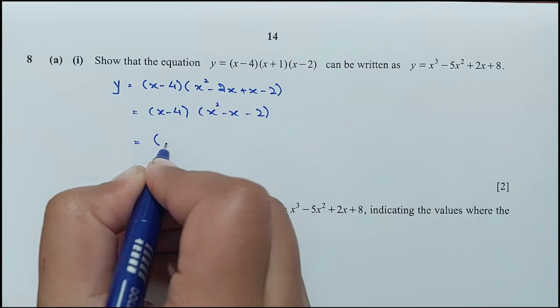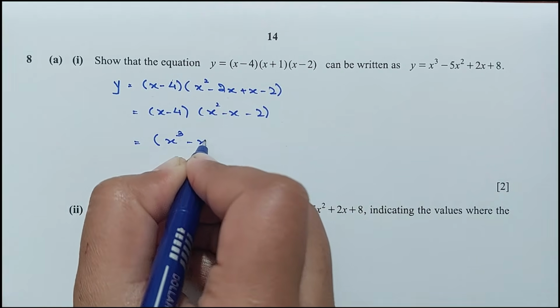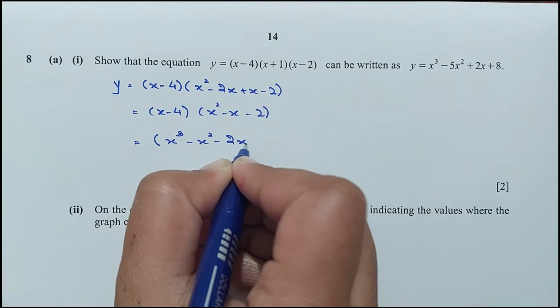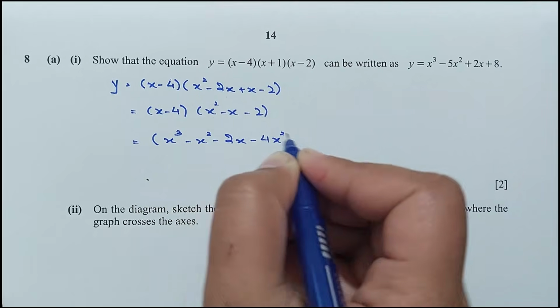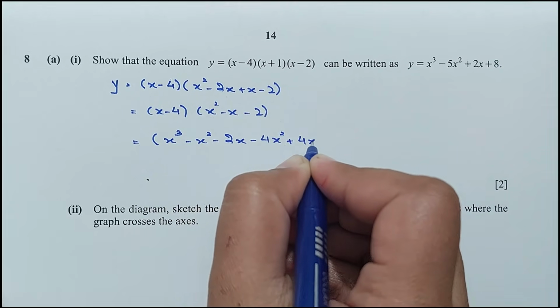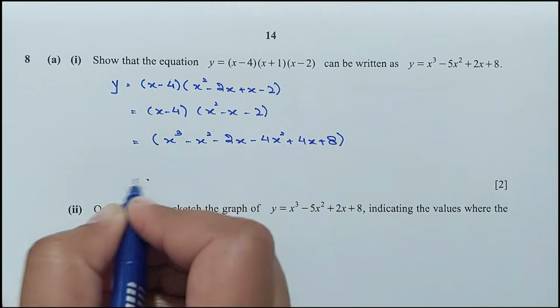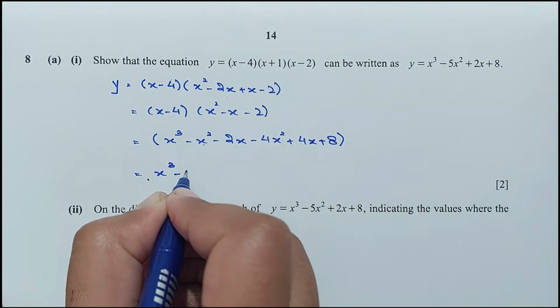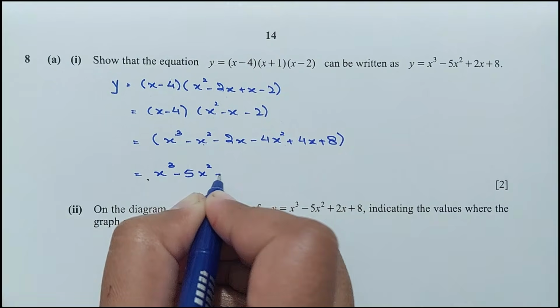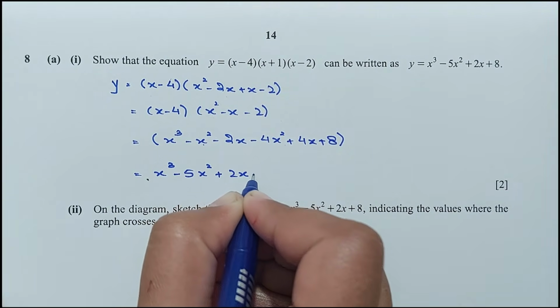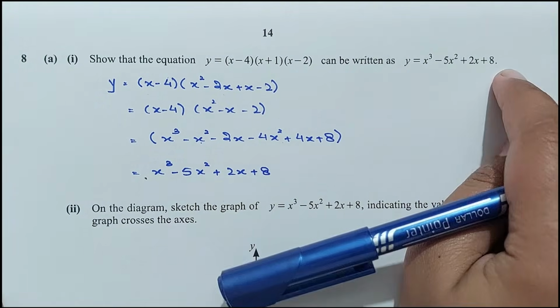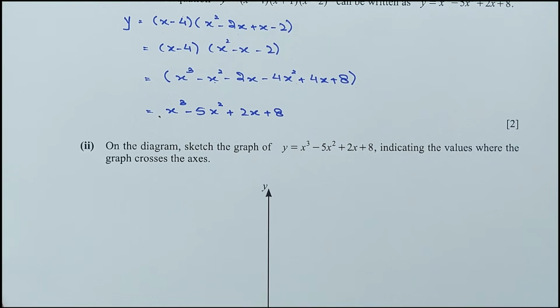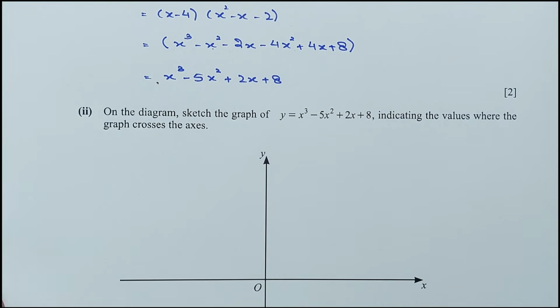For the distribution, you have x cube minus x square minus 2x and minus 4x square, plus 4x and plus 8, right? So this would be x cube minus 5x square plus 2x plus 8. So it's the same. Right, now for the second part, on the diagram, sketch the graph of this cubic polynomial indicating the values where the graph crosses the axis.